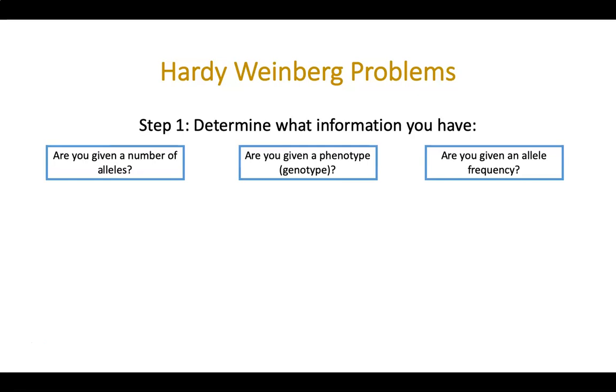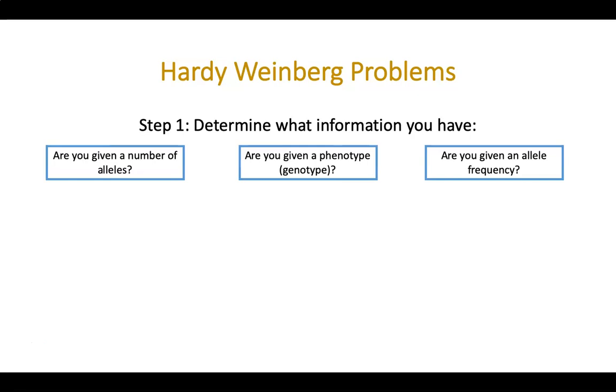or they're going to give you the number of individuals with a particular phenotype, which you can then infer a genotype frequency from. Or you're going to be given the allele frequency outright. So you have to look at the problem and think about what they're giving you and what they're asking. So you have to be able to pick up on some key words.